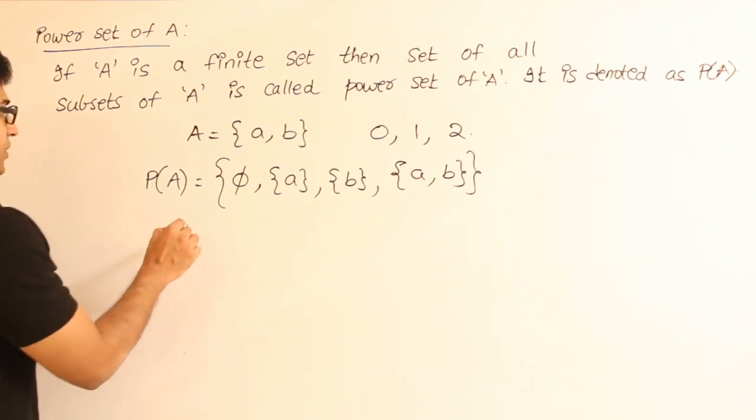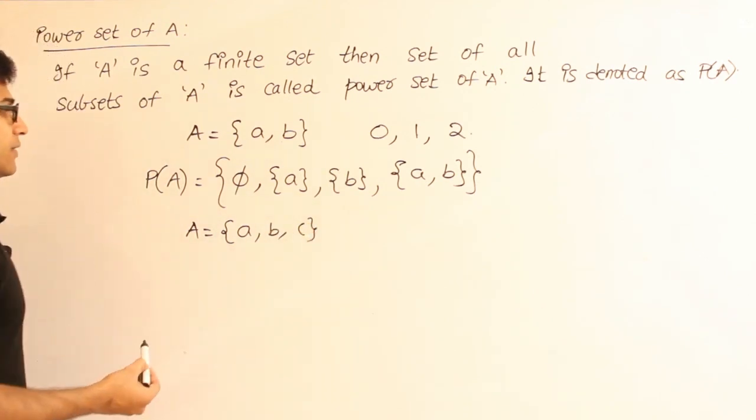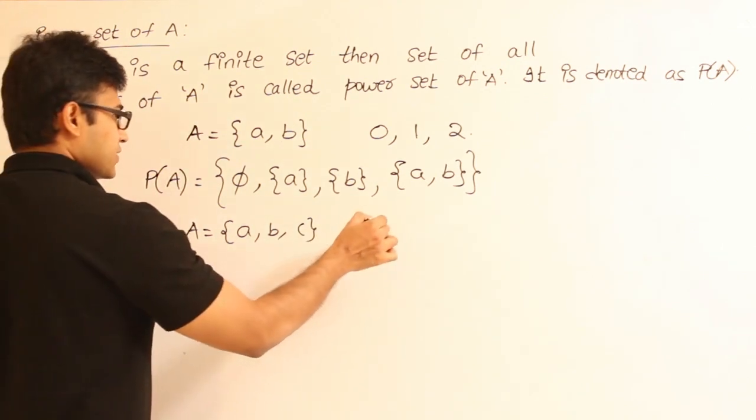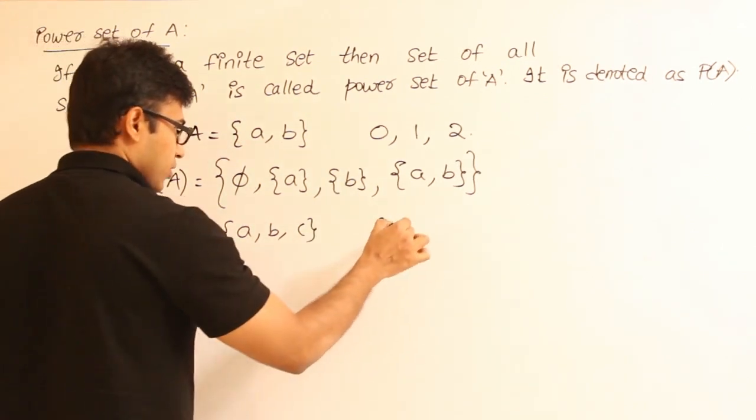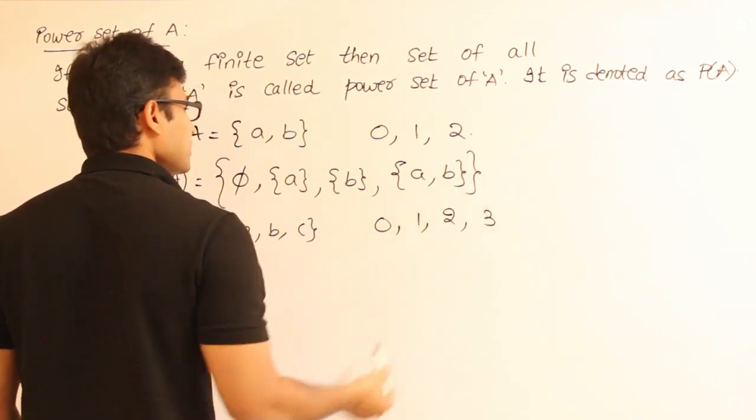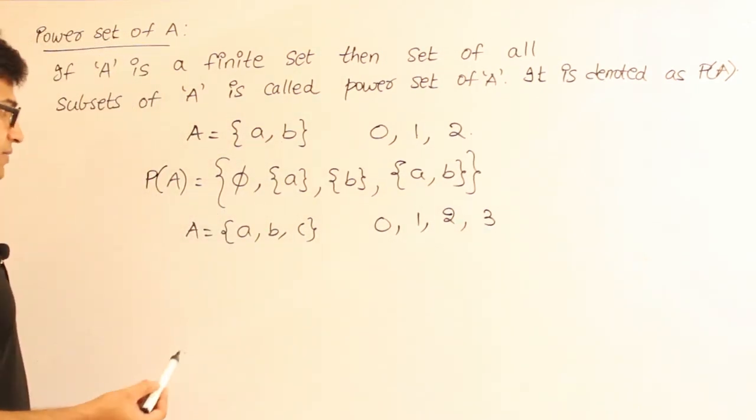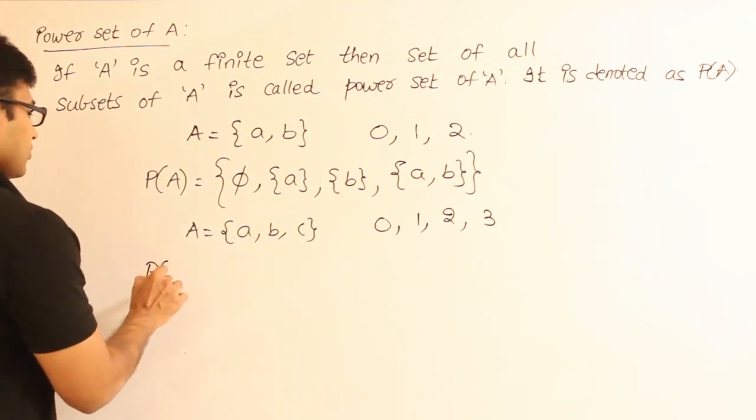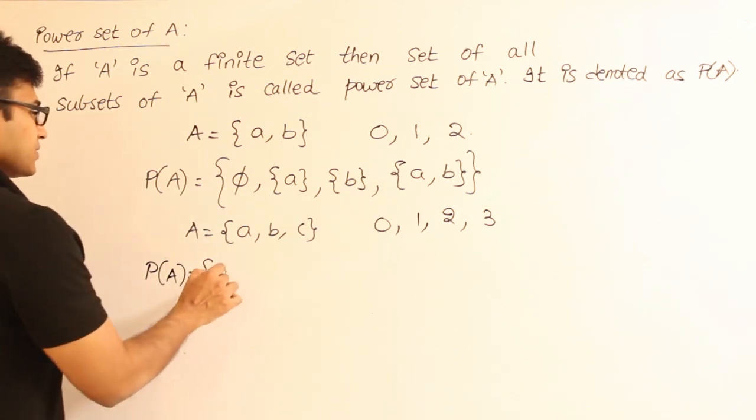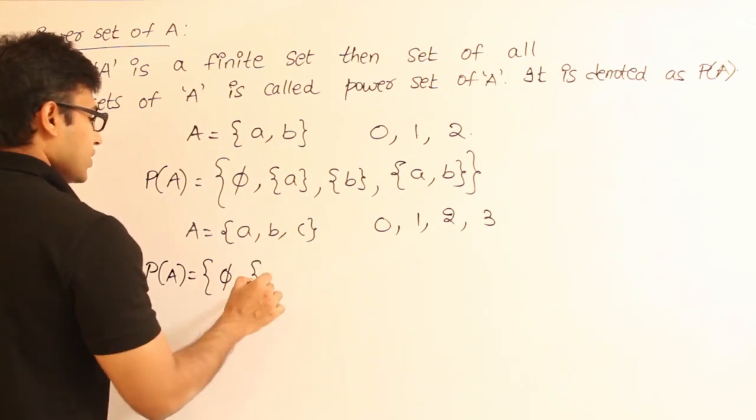Now let's take one more example. If A equals {a, b, c}, then how many subsets are possible? There will be subsets of size 0, subsets of size 1, subsets of size 2 and size 3. We cannot form a subset with more than 3 elements. 3 is the maximum, right? Then what about the power set of A? The set of all subsets. One is the set containing 0 elements, which is φ, and then sets containing 1 element.